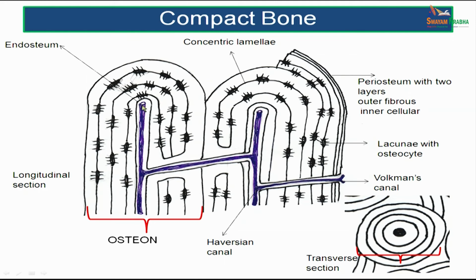Now, connecting one osteon to another osteon are these horizontal or slanting canals. These are called Volkmann's canals. So, you can see the Volkmann's canals connecting the various osteons. And outermost we can see periosteum with its two layers, outer fibrous layer, inner cellular layer. So, this is a view showing a longitudinal section of a compact bone. This is a longitudinal view of an osteon, and this is a transverse view of an osteon.